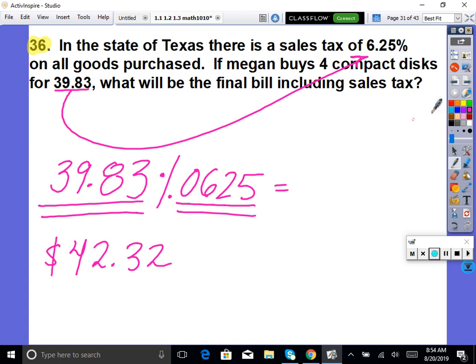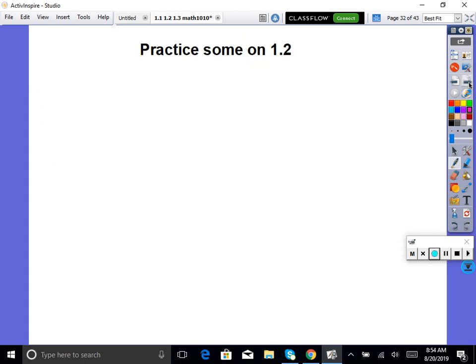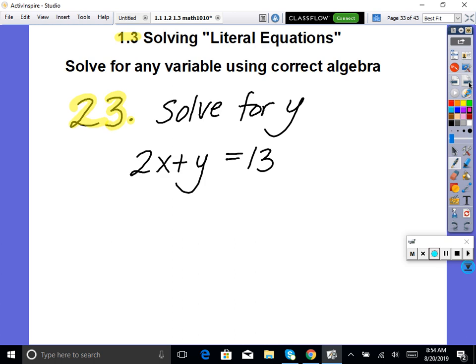Okay, awesome. All right, so we don't have time to practice on 1.2, but 1.3 is the easiest lesson out of everything we've learned today. So don't fret. Because 1.3 is going to be really easy. The only thing that's different is we're not going to be able to solve for an exact answer. We're going to solve what are called literal equations.